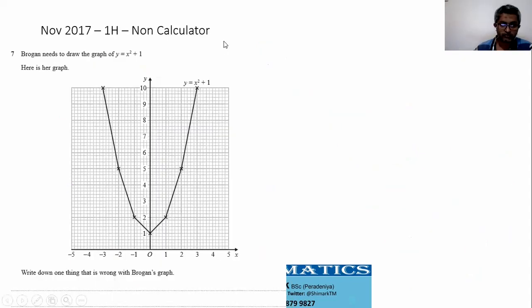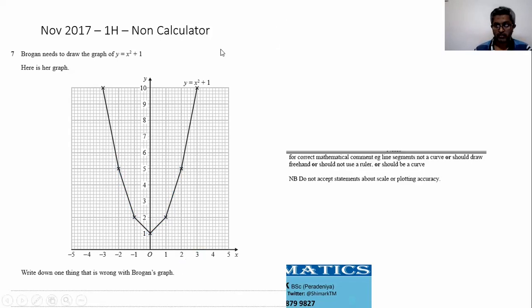Write down one thing that is wrong with Bogan's graph. What is wrong with Bogan's graph? Basically, you see how the graph is uneven. It should be a smoother graph. It should not be a straight line like this. It should not be connected with straight lines. It's like a curved line. It has to go like this. It should be a nice curved graph. That's what we have to check.